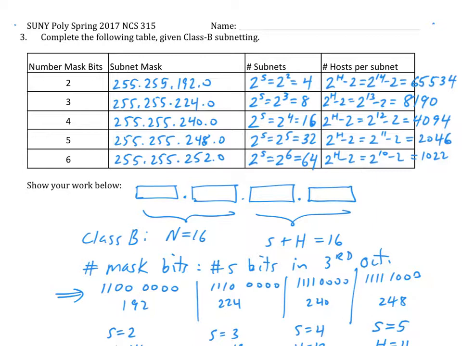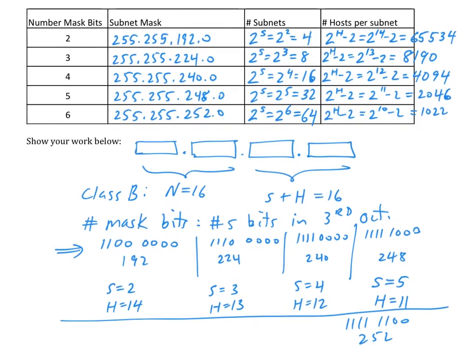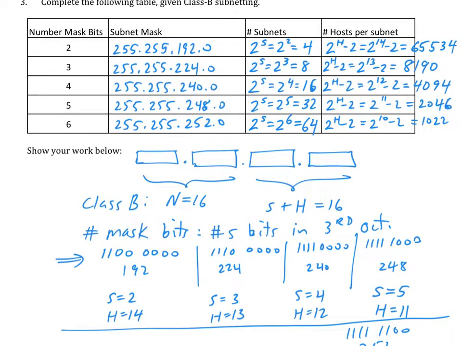What we're interested in here then is the third octet, and in the third octet we can assign some number of mask bits to be ones, and we do that here. I show you for the number of mask bits being 2, they're going to be the first 2 bits of the third octet in our mask, and that gives a mask value of 192.